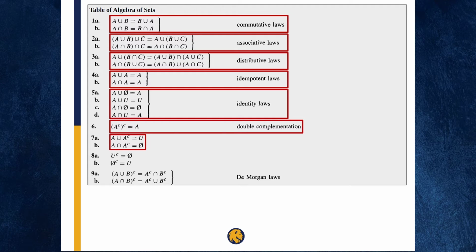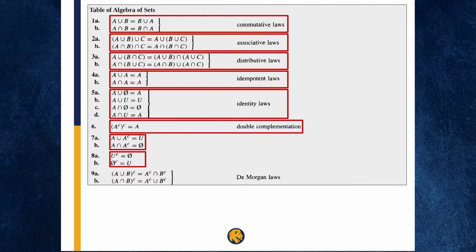And if you intersect A with its complement, it's an empty set because there's nothing in common with what's inside and outside of A. And then the complement of the universal set is the empty set. The complement of the empty set is the universal set.